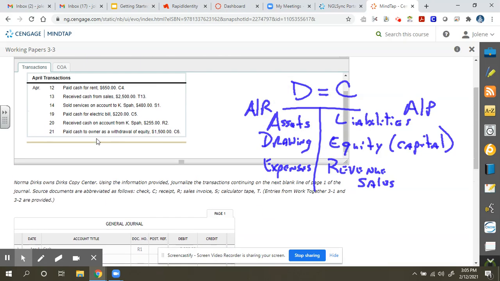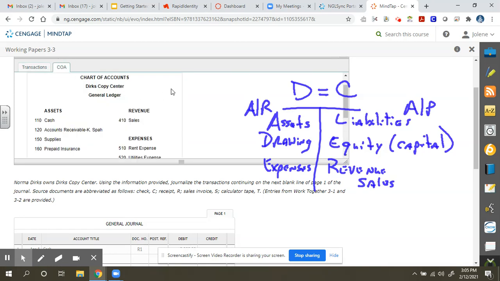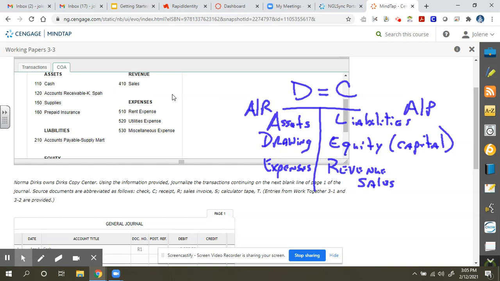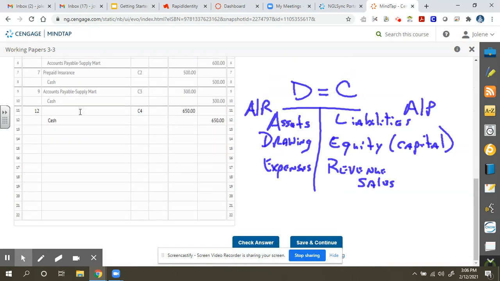So let's go back up here and it says paid cash for rent. So I go in here and I look at my chart of accounts, and the only one that makes sense is to put it under rent expense. Rent expense. So I come down here and I type in rent expense. Okay, debits equal credits. Expenses increase on the debit side, so that makes sense. They're going up on this side. Cash goes down on the credit side, so that makes sense.